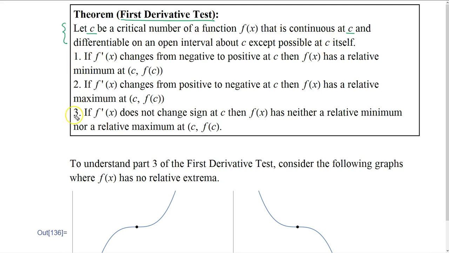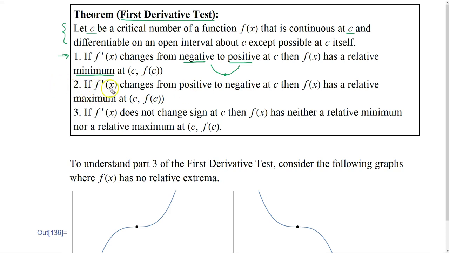Then we have these three cases. Case 1, if the derivative changes sign from negative to positive at c, then f of x has a relative minimum at c, f of c. So remember, if the derivative goes from negative to positive across c, that means that your function is decreasing and then increasing, and so at c, f of c you're going to have a relative minimum.